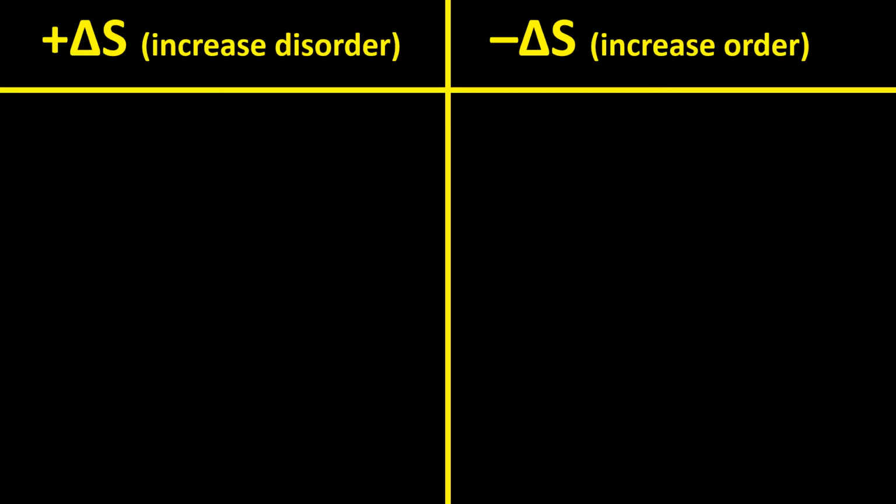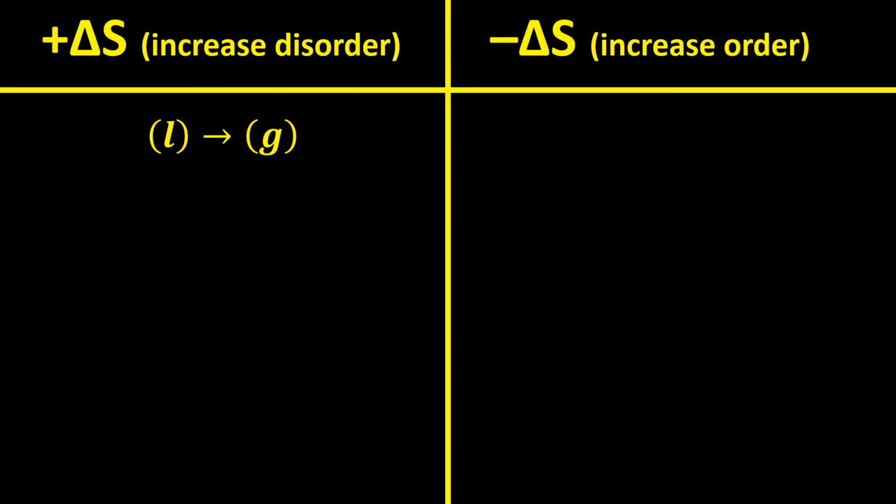Okay, so this table that we're going to put together here is basically going to summarize the way that we can predict what happens with entropy, whether things increase in order or decrease in order. So the first thing is a phase change from a liquid to a gas.